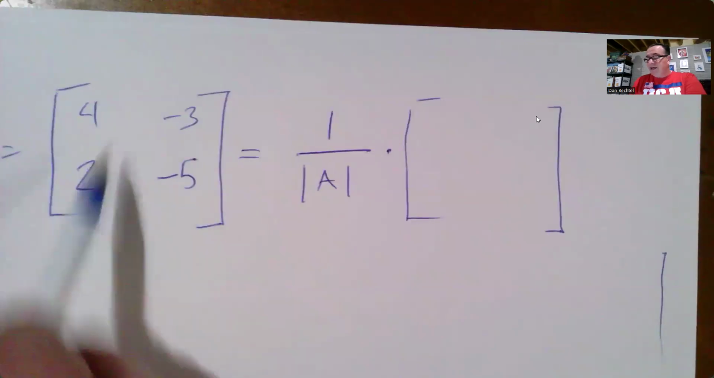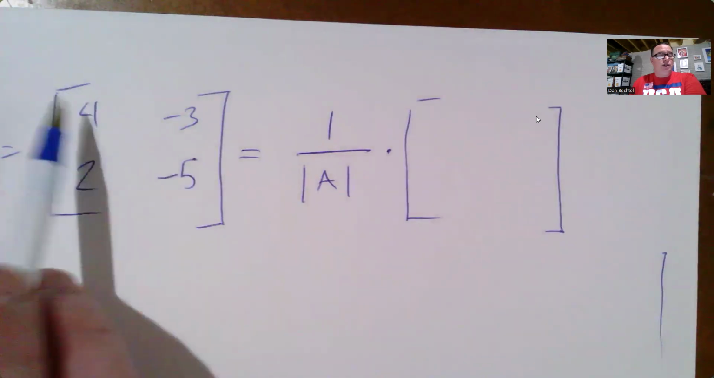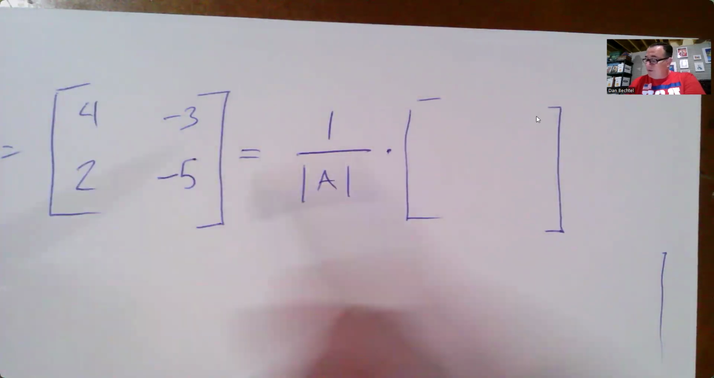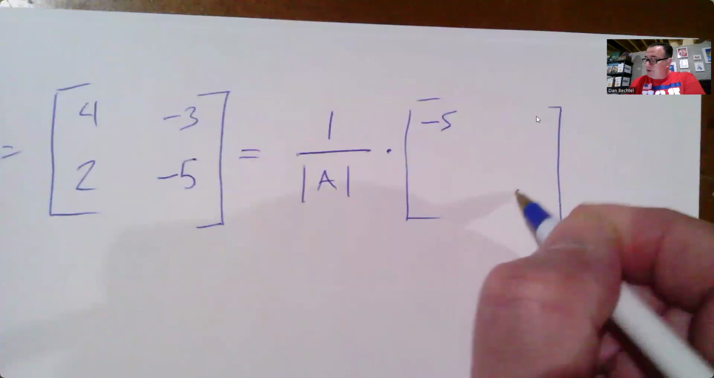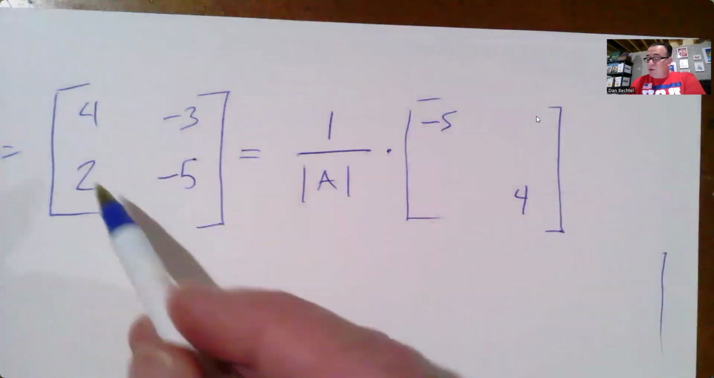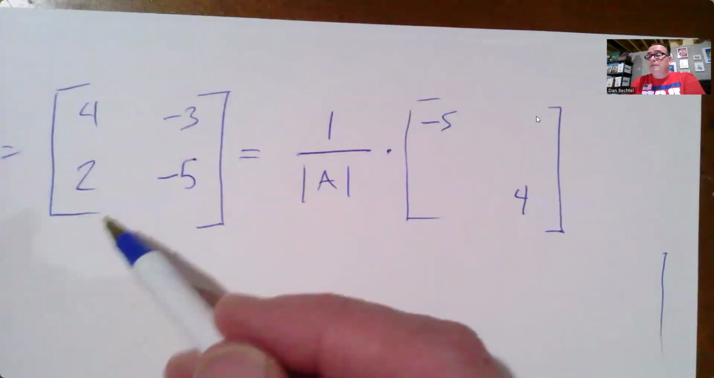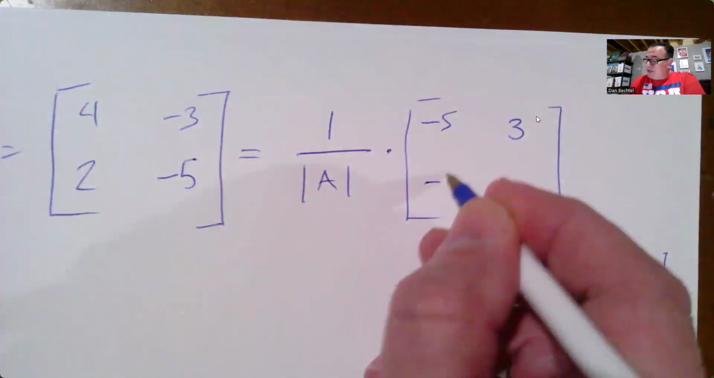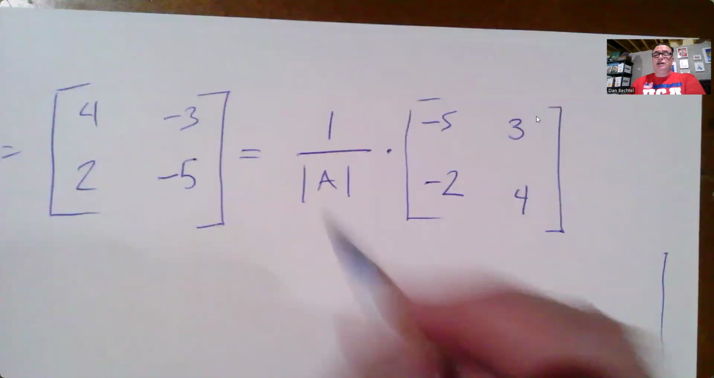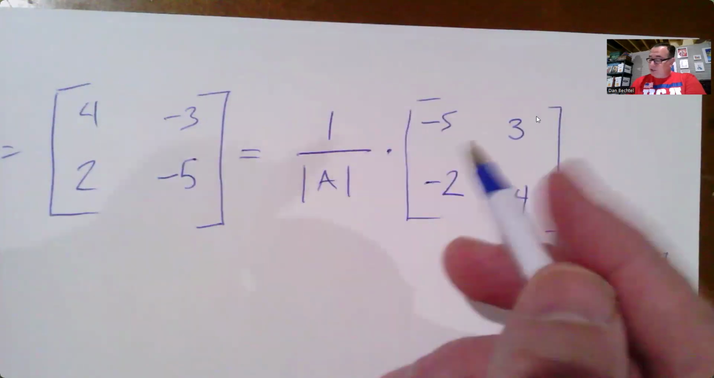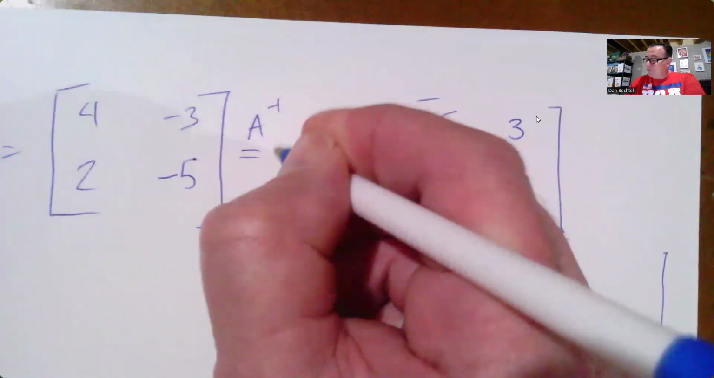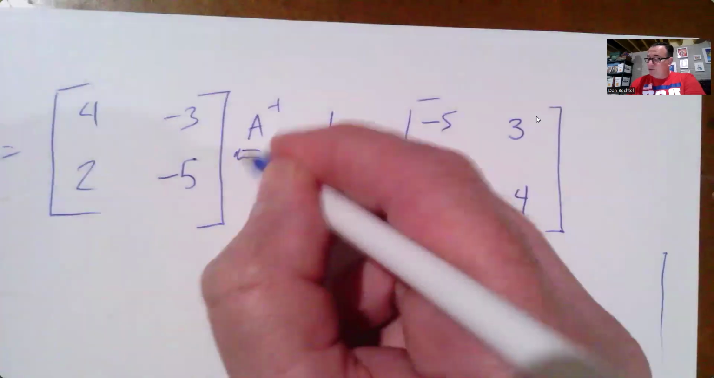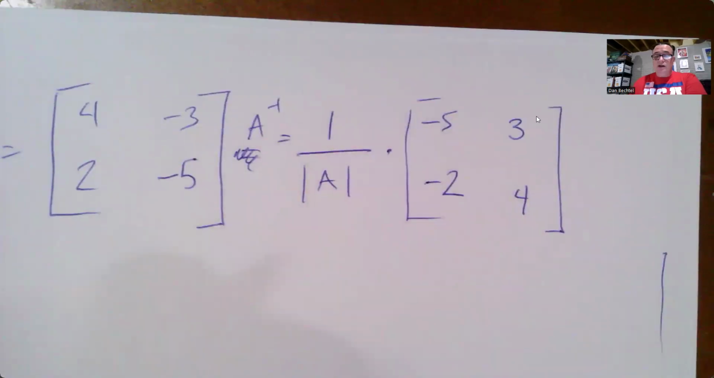We are going to take these two on the diagonal here, the 4 and the -5, and switch them. The -5 goes up here, and the 4 goes down here. Then, with the ones on the other diagonal, we are going to make them the opposites. So that -3 becomes a +3, and that +2 becomes a -2. So this is how we get our inverse of matrix A. Probably should have put an equal sign. Okay, so that's going to be our inverse of the matrix.